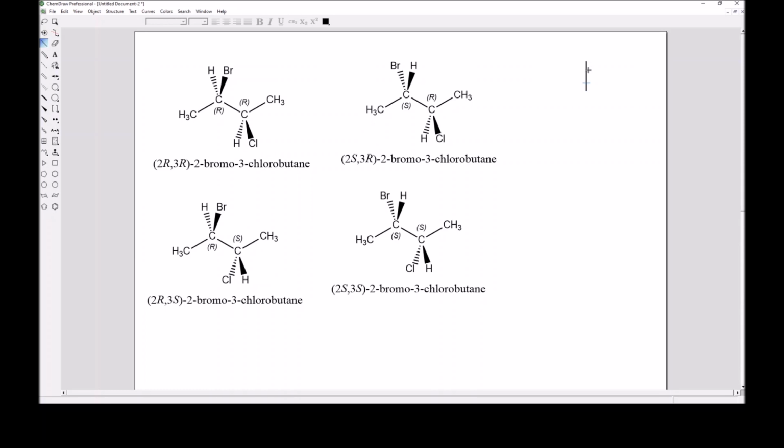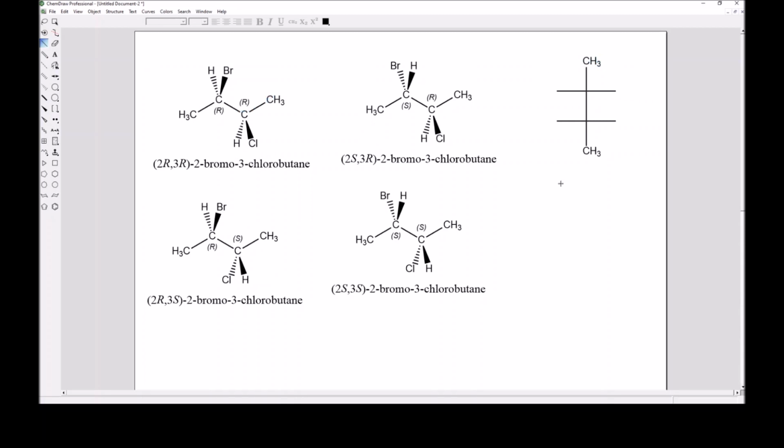Now a Fischer projection does not use any wedges or dashes. All of the wedges and dashes are assumed, which is awful. And so what I'm going to do is, because this molecule has 2 chiral centers, what Fischer's rules tell you is you just take any of the carbons that are not chiral, carbon number 1, which is not chiral, you just leave it as a list of atoms, just like this, CH3.